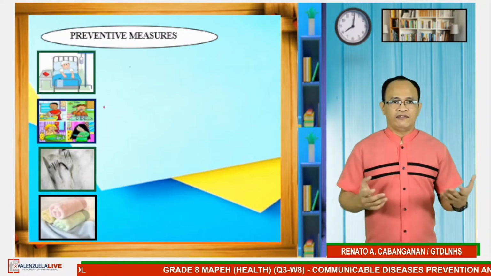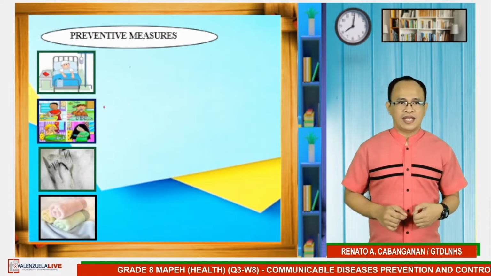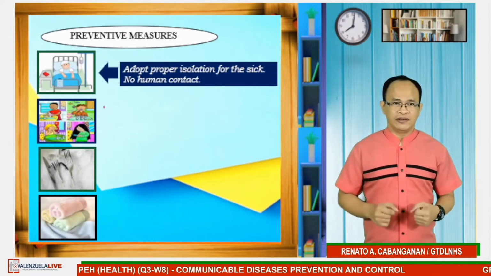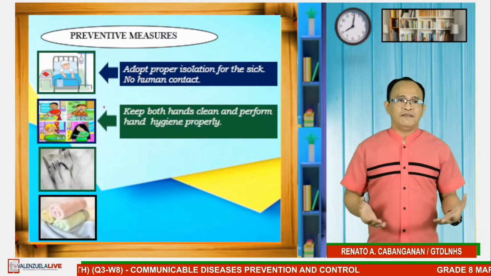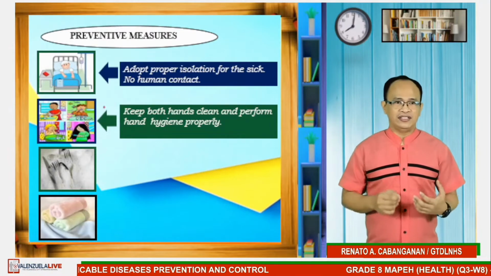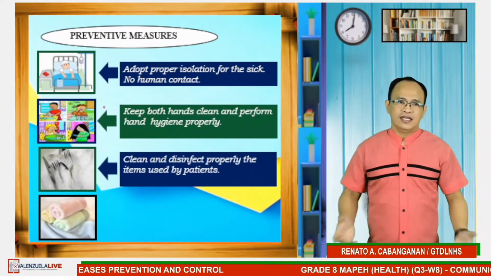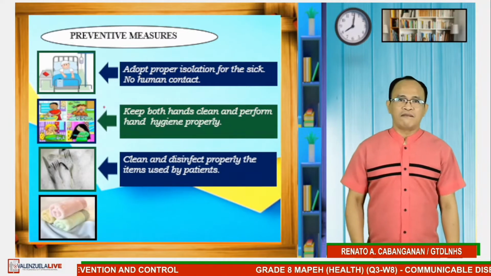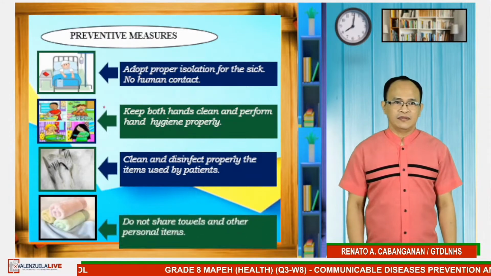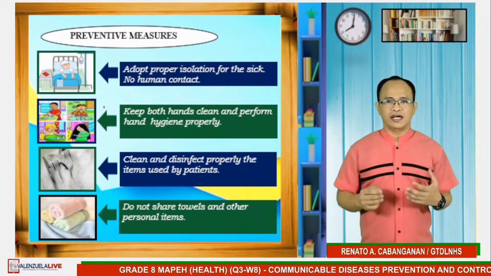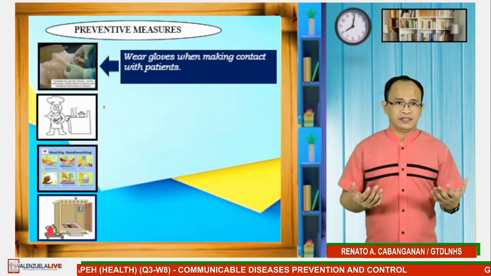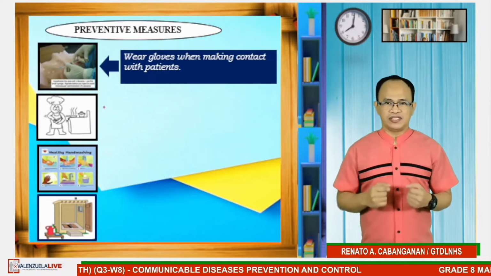Preventive measures. Adopt proper isolation for the sick. No human contact. Keep both hands clean and perform hand hygiene properly. Clean and disinfect properly the items used by the patients. Do not share towels and other personal items. Wear gloves when making contact with patients.